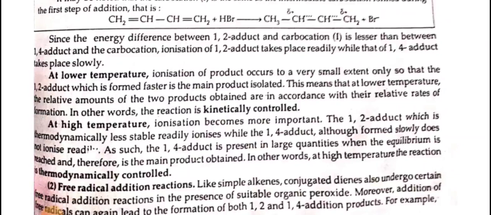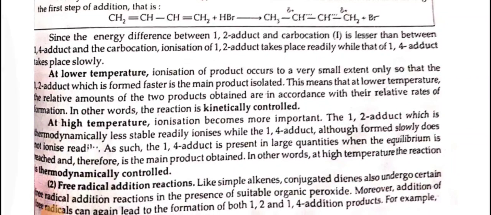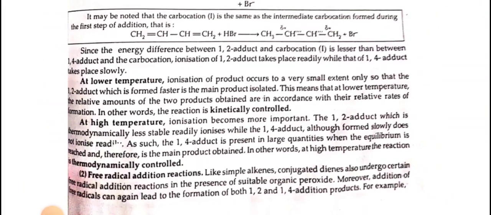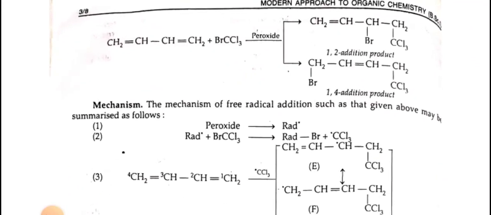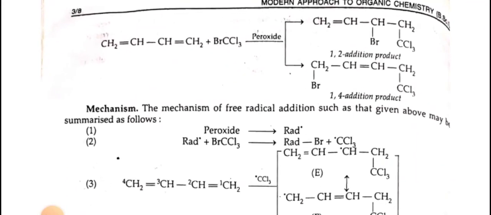Second, free radical addition reaction. Like simple alkenes, conjugated dienes also undergo certain free radical addition reactions in the presence of suitable organic peroxides. Moreover, the addition of free radicals can also lead to the formation of both 1,2 and 1,4 addition products. For example, CH2=CH-CH=CH2 plus BrCCl3, in the presence of peroxide, gives the 1,2 addition product and the 1,4 addition product.